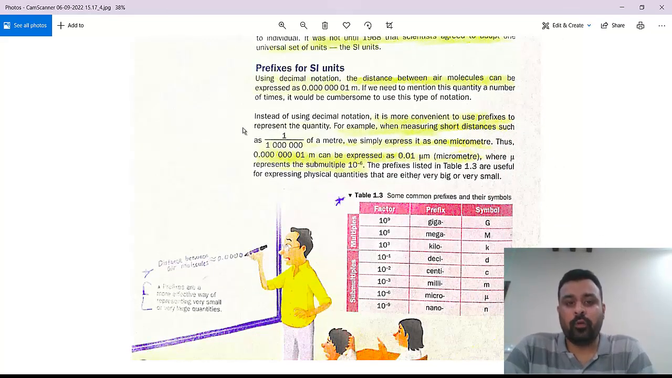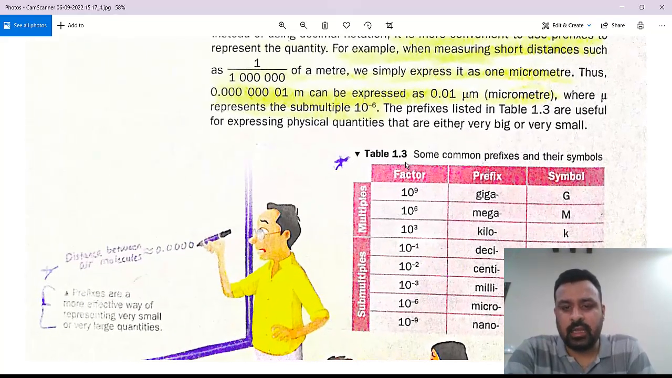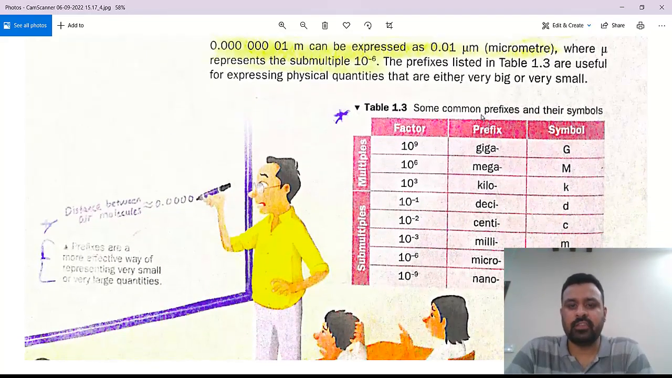Prefixes. If we want to express very small values or very large values, then a convenient form is the prefixes. We express the units with prefixes. There are some prefixes and their symbols mentioned in this table 1.3.